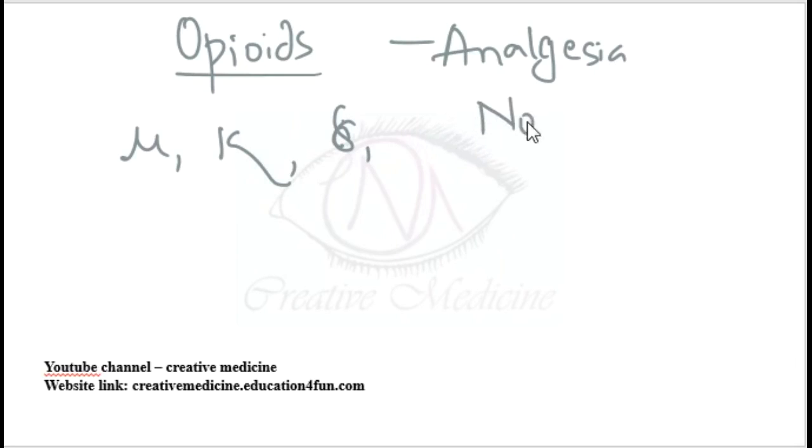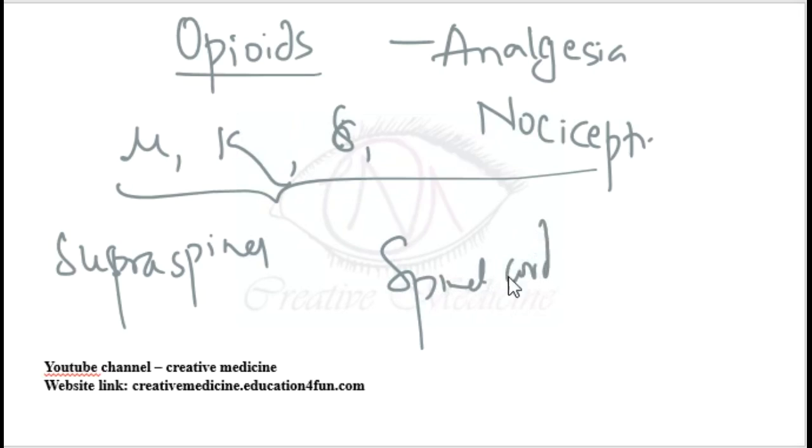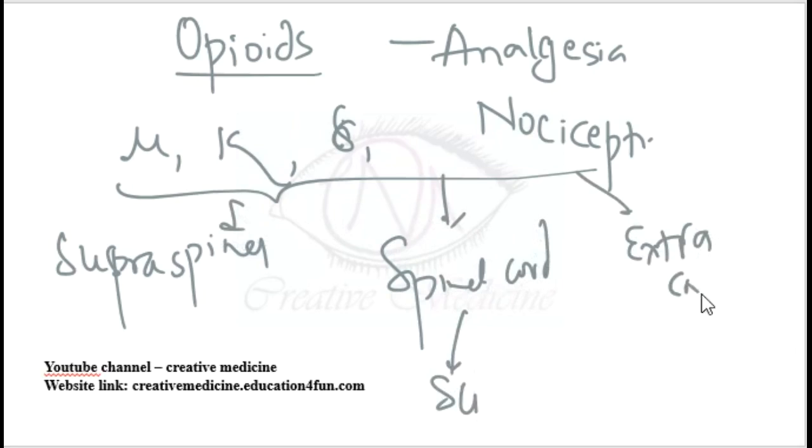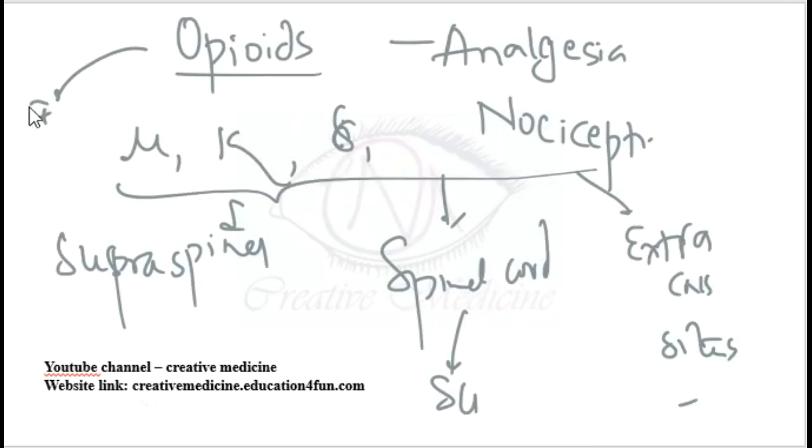So these receptors are present in supraspinal sites and the spinal cord. In the spinal cord, these receptors are present in the substantia gelatinosa of the dorsal horn cells of the spinal cord, and they are also present in extra CNS sites. At higher doses, they act on NMDA receptors.